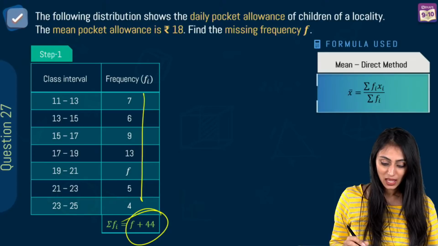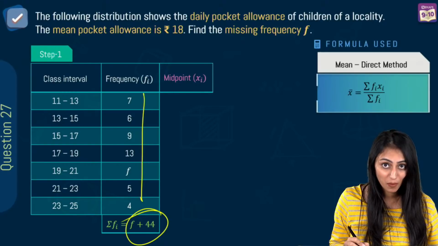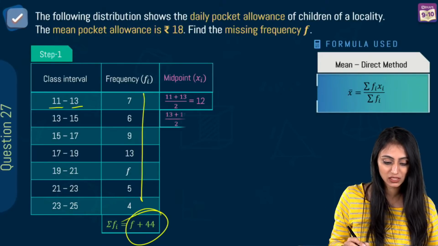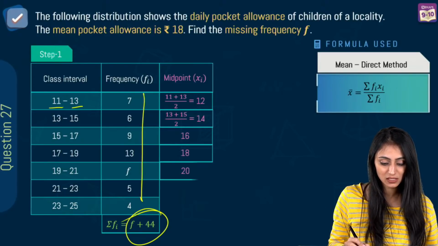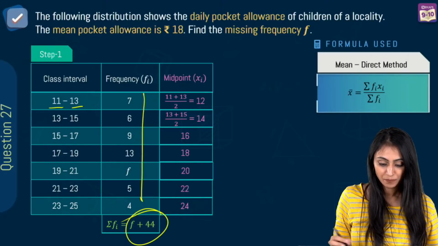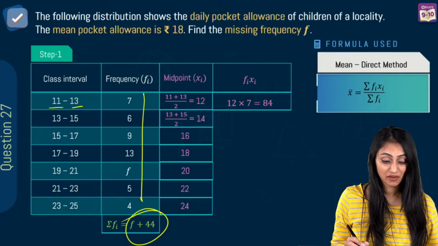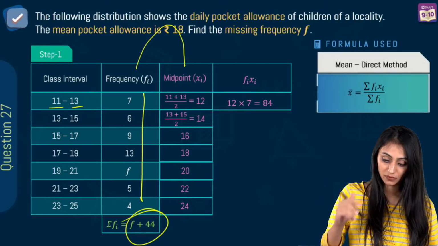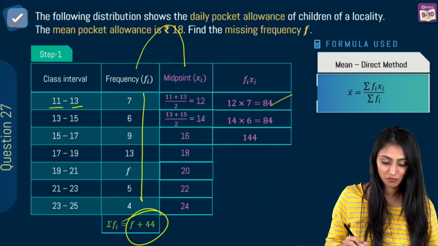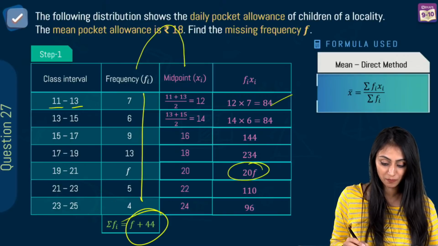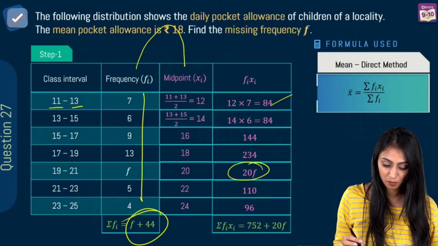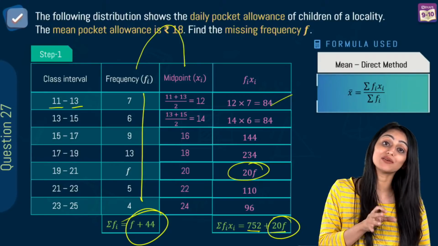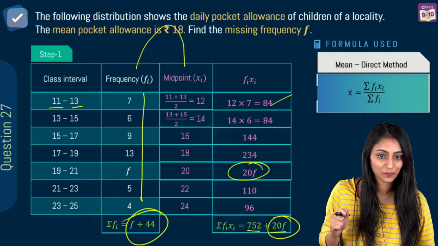Alright. So when we talk about the direct mean method, I need the midpoints. I need xi, the mid values. How do we find that? Lower limit plus upper limit by 2. So 11 plus 13 by 2, that's 12. 13 plus 15 by 2, that's 14. Like this, we will mark all the values over here, right? So we have these values. Now we'll be finding out fi xi. We will multiply each value in fi with the corresponding value in xi. Right? It is 12 times 7, 84, 14 times 6, 84. Like this, we find for all the values. This is going to be 20f. When you are adding them up, summation fi xi would be 752 plus 20f. You cannot add this value with 752, right? It's going to be 752 plus 20f. So remember this thing.